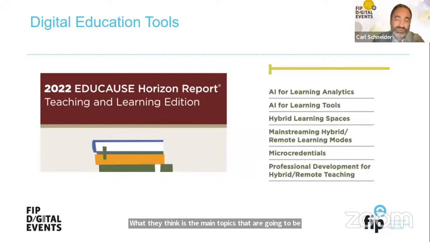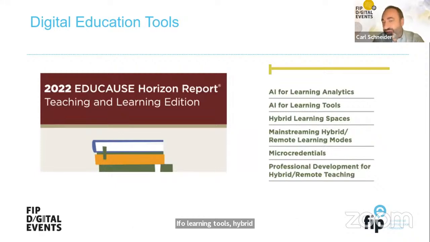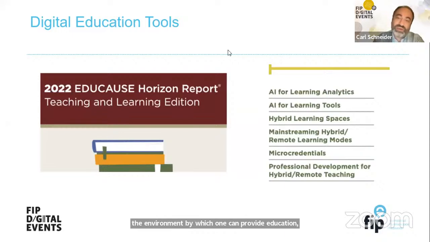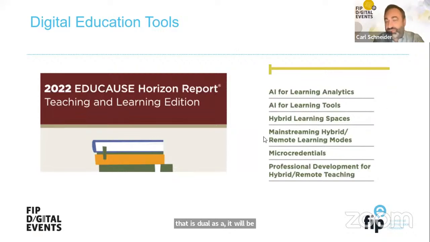And I looked at last year's report, the Teaching and Learning edition, and they said the main topics, for them, they thought, were AI for learning analytics, AI for learning tools, hybrid learning spaces. This is the environment by which one can provide education that is dual, as in it will be remote and in person. Some people may have heard of HyFlex teaching.